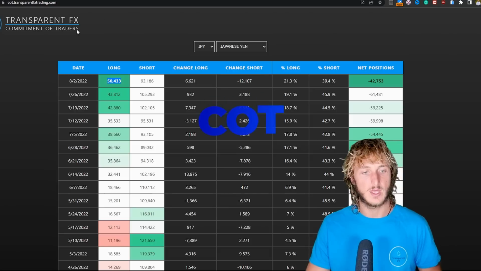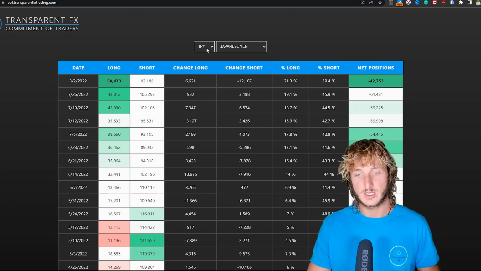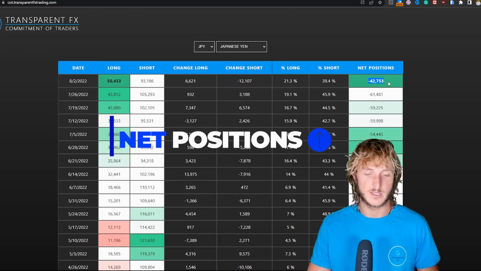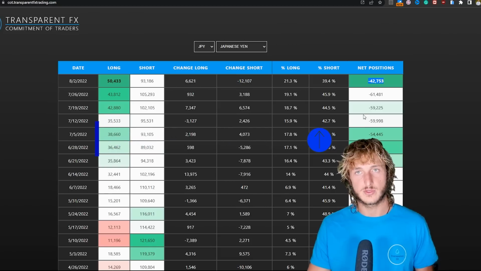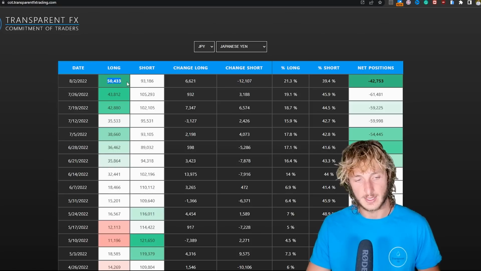Now, if we go and see what we have when it comes to the commitment of traders, so the COT data, which is what the non-commercials, the biggest speculators in the market, are doing, and we check the data for the JPY, we can see how with the last reports, we went from minus 110k net positions all the way up to minus 42k. So we are starting to see an increase in the net positions, but we are still in negative territory, meaning that we have way more shorts than longs, with 93.1k shorts and only 50k longs.